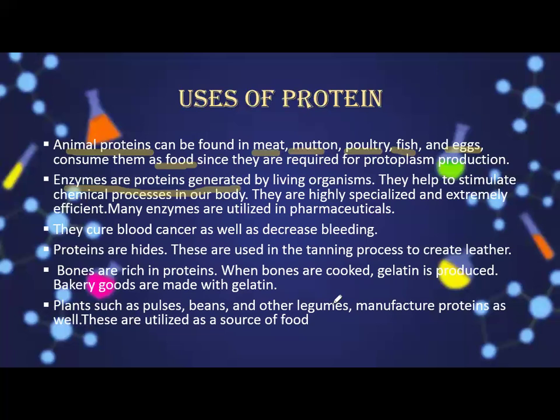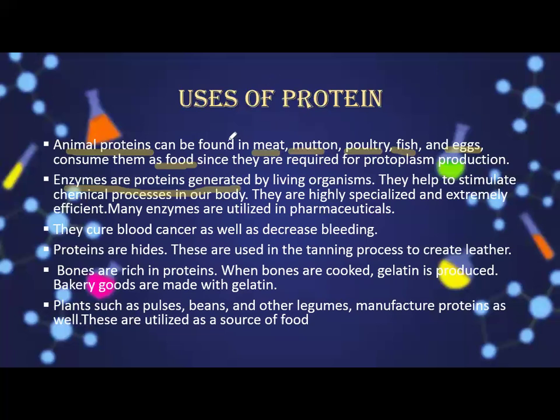The fifth one is bones. Bones are rich in protein. When animal bones, in common language nalli, are cooked, as in nalli biryani, a gelatinous, jelly-like substance comes out from the bone marrow, from the hollow bone of the animal. So cooked bone produces gelatin, which is used in bakery products and which we also consume as food. And the last is plants. Plants also produce proteins, such as pulses, beans, and other legumes. These are in our daily diet, and we use them as a source of food.